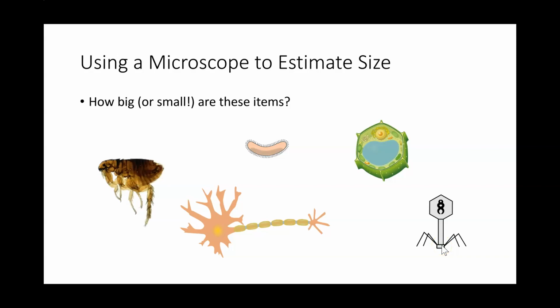So ask yourself if you know how big these items are. What's the biggest? What's the smallest? Can you estimate their size with your fingers? Well, of course not, right? They're too small. Maybe the flea, right? Maybe you could put your fingers as close as possible together and get an idea of how big that flea might be.